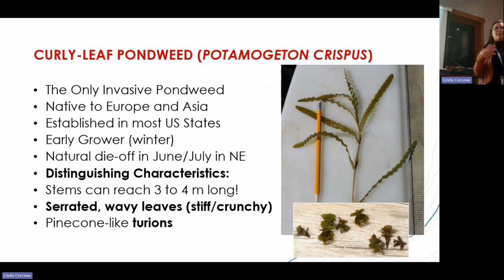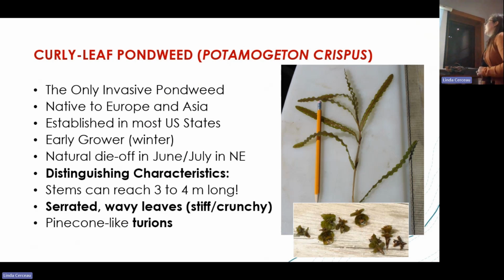This is considered an early grower, so typically you'll see this start to pop up in April, May, and then it'll start to naturally die off June, July. However, if you do your surveys at the end of the summer, you might come across a few stragglers here and there. This tends to reproduce through fragmentation or something called turions. They're these kind of pine cone-like seeds, essentially, that can stay dormant in the sediment.